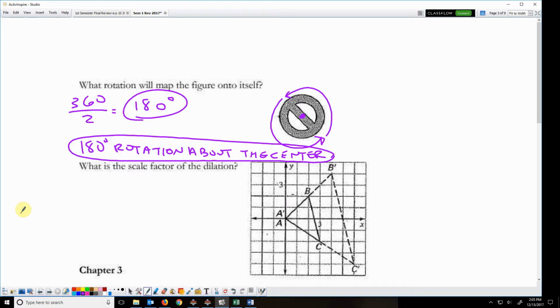Okay, find the scale factor of the dilation. So what I can do is take point B and find out what would I have to do to point B to move it to B prime. So point B is at 2, 2. Point B prime is at 4, 4. So what I have to do to get from B to B prime is multiply by 2. So the scale factor of the dilation is 2.